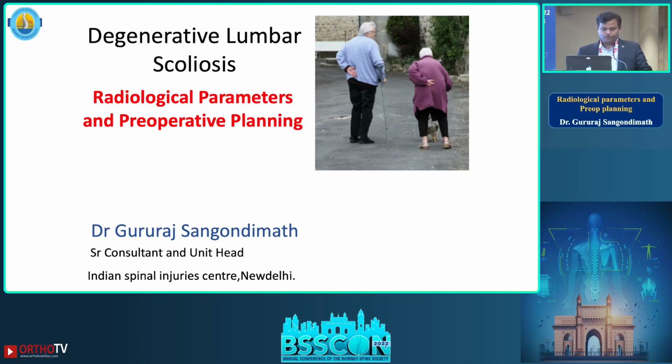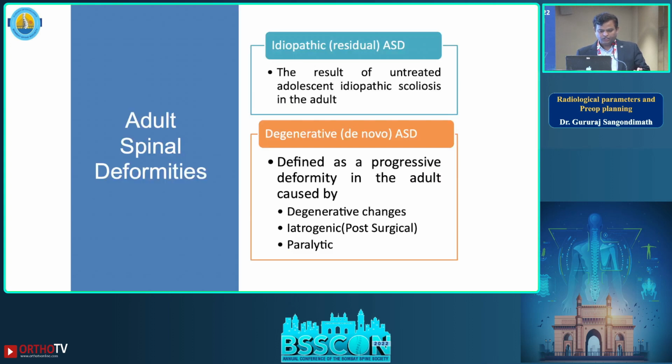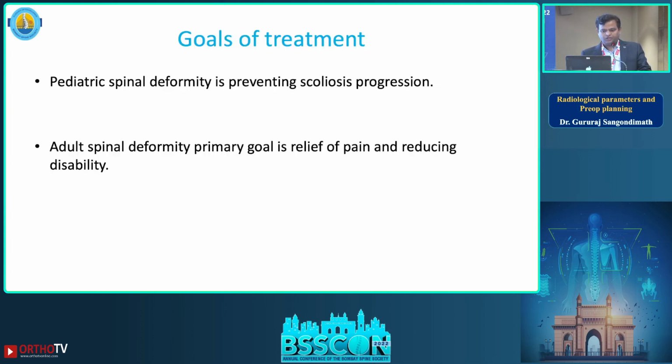Mainly, I'm going to deal with what are the radiological parameters which are required to plan the surgery. So we all know that there are adult spinal deformities of two types. One is idiopathic adult spinal deformity, that is the adolescent idiopathic scoliosis, which is not treated, which continues on to adulthood. And then we have a degenerative or a de novo adult spinal deformity. That is because of maybe degenerative, or might be an iatrogenic post-surgical deformity, or maybe a paralytic.